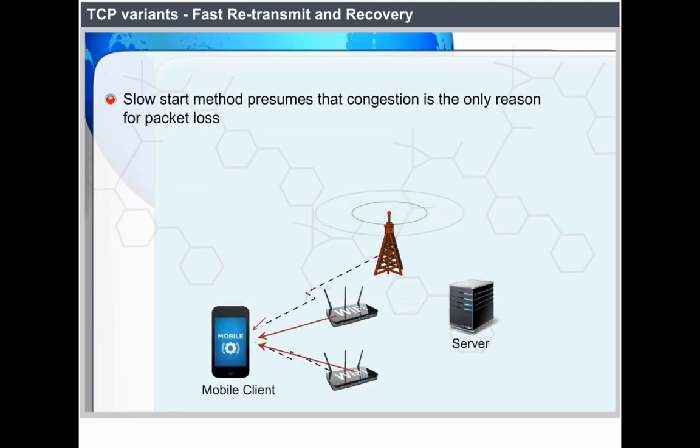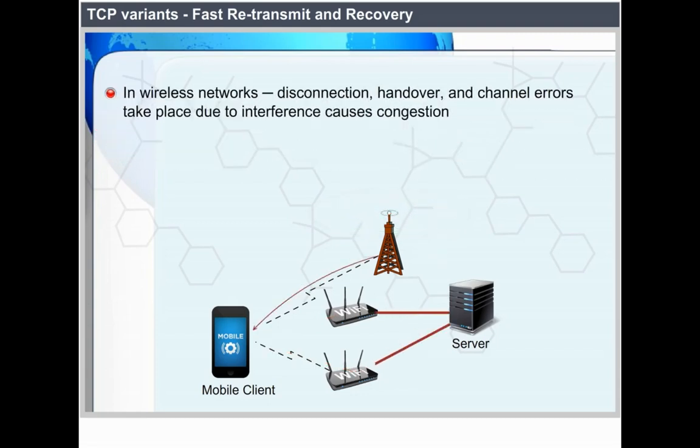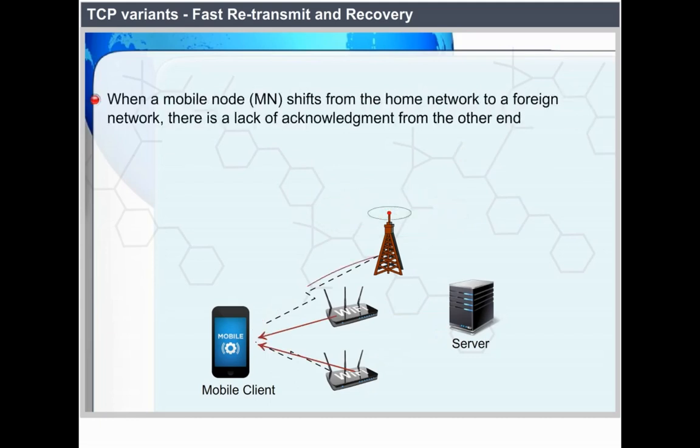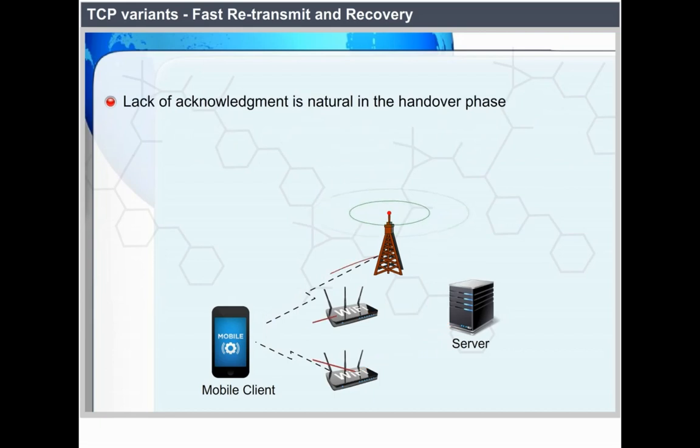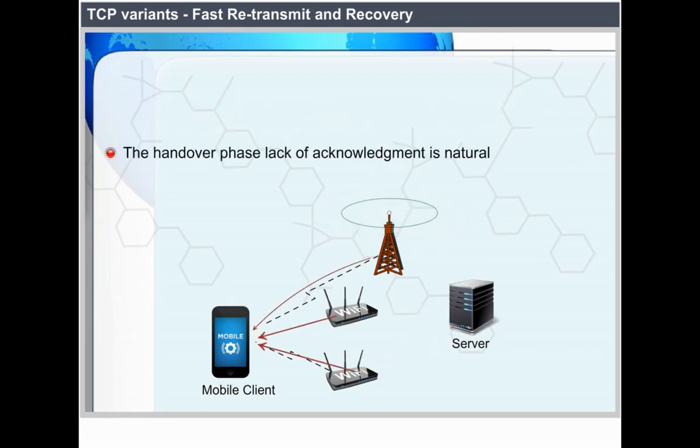Slow start method presumes that congestion is the only reason for packet loss. In wireless networks, disconnection, handover, and channel errors due to interference cause congestion. When a mobile node MN moves from the home network to a foreign network, there is a lack of acknowledgement from the other end. The handover phase lack of acknowledgement is natural.